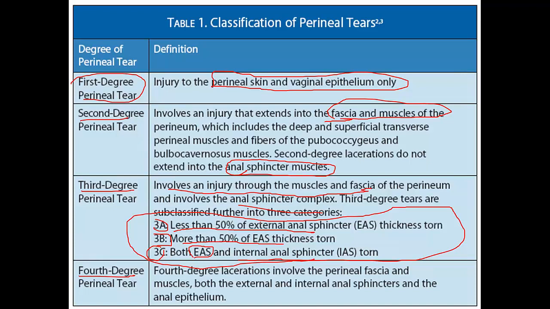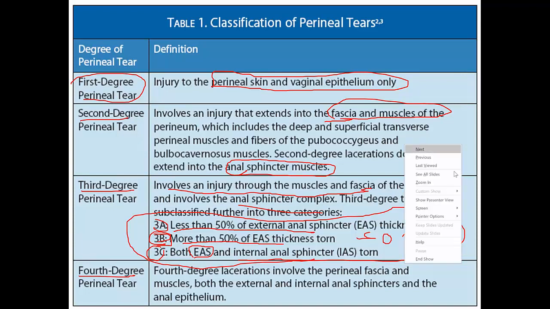So if you are given 50% of the external sphincter, and there is doubt about the decision, is it 3A or 3B, according to the guideline you should choose the higher degree rather than the lower degree. So in the question, the answer will be 3B. If you are given about 50% of the external sphincter, it will be 3B. Okay? This is a recall question.